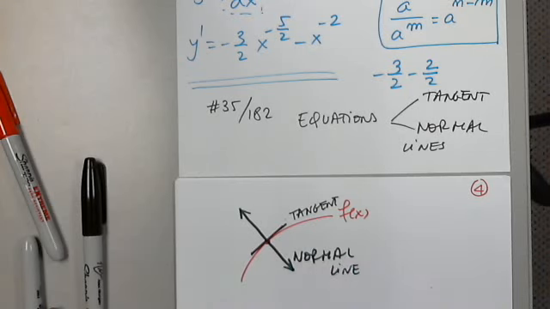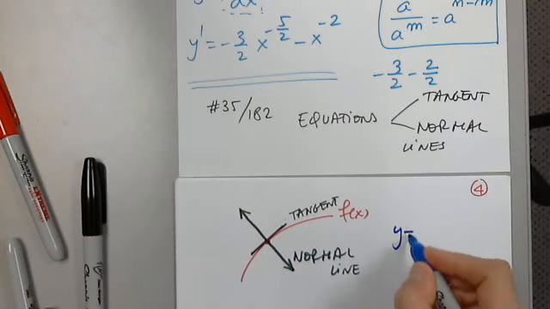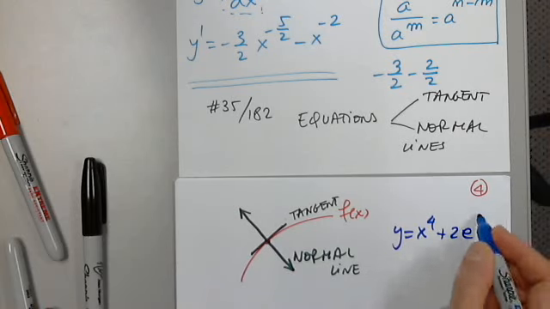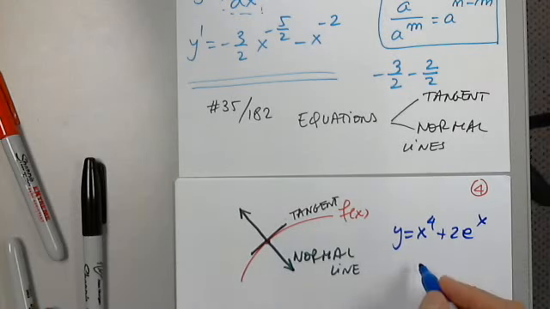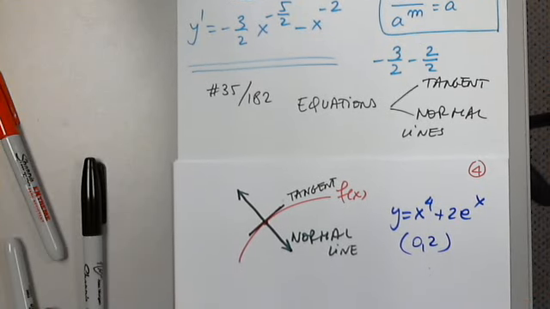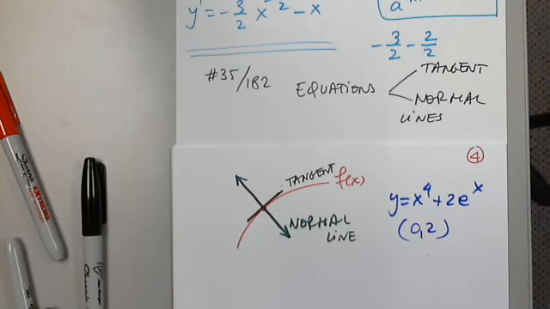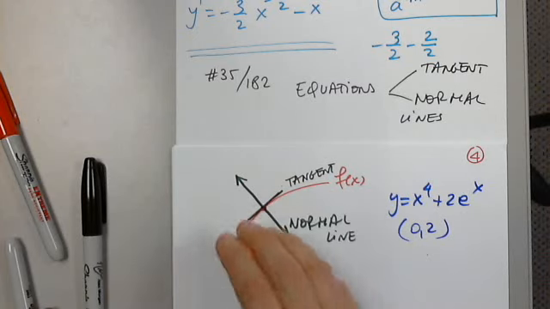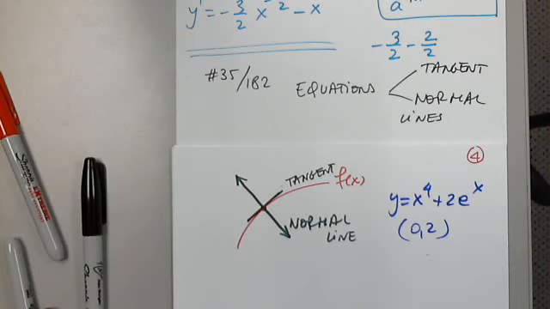So for the given function, now let's copy it. It's y equals x to the fourth plus 2e to the x. We are given the point, which is (0, 2). We are asked to determine two equations. We're asked to determine the equation of the tangent line, and we're asked to determine the equation of the normal line. What do we know about the slopes of two lines that are perpendicular?